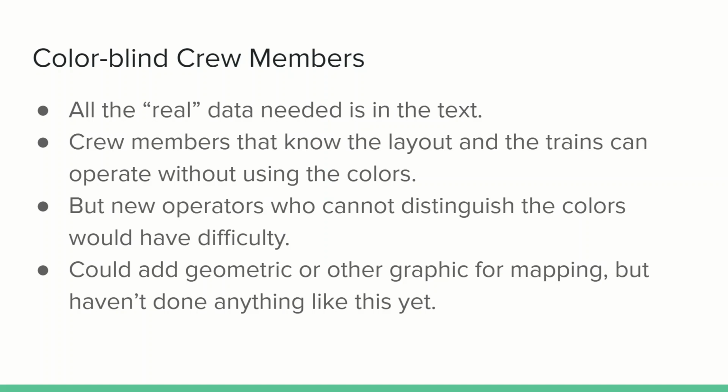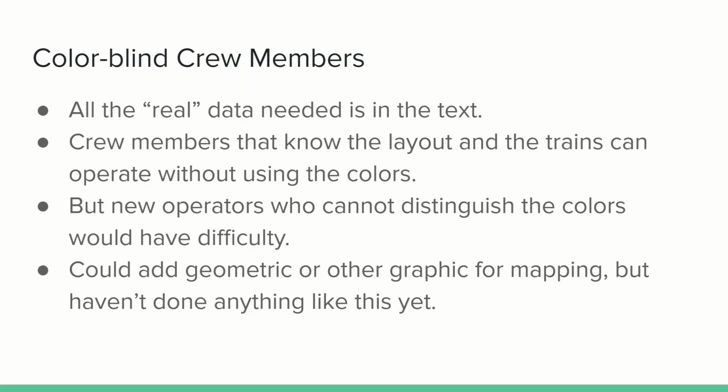What about colorblind crew members? Well, the truth is all the real data that you need is still there in the text. The colors are optional in a sense, to help you. But without those colors, you do need to know where things are and what trains service which towns.